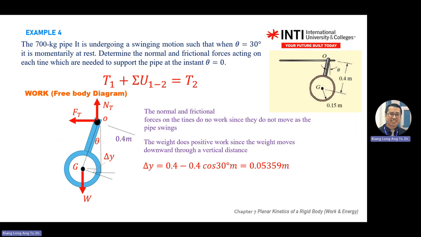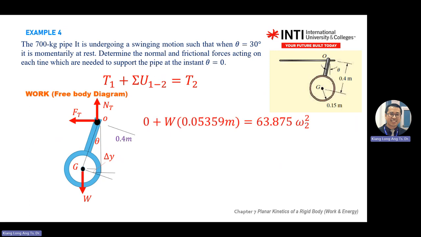So delta y equal to 0.4, which is the distance from here to here, minus this, O to G is 0.4. This distance here to here is with the angle. So you know this one to this one is 0.4. It's a triangle. This is 0.4. You have an angle, you don't know this side. So this one is 0.4 cos theta. So you're more interested to know delta y here. So you take this one minus this side, you get delta y. Delta y is 0.5 something.